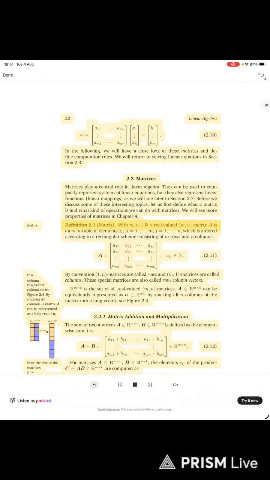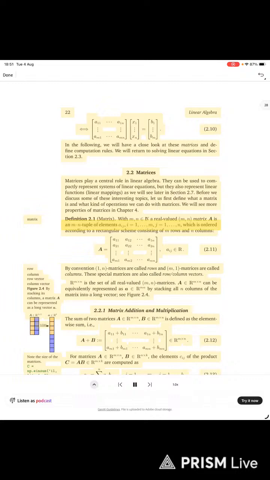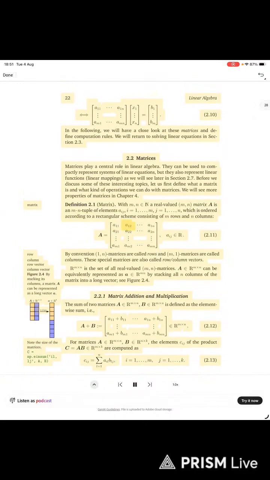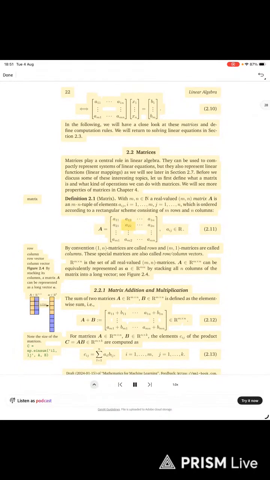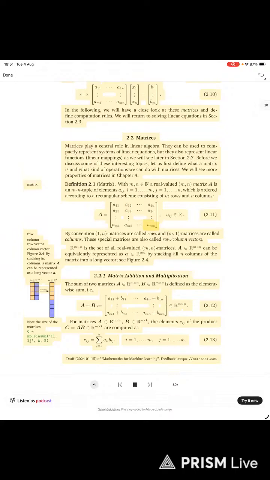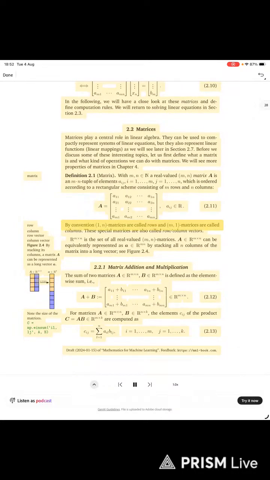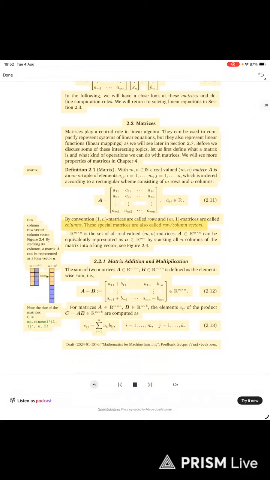Definition 2.1. With m, n real-valued, an m by n matrix A is an m·n-tuple of elements aij, i equals 1 to m, j equals 1 to n, which is ordered according to a rectangular scheme: A equals a11 a12 up to a1n, a21 a22 up to a2n, and so on, am1 am2 up to amn. 2.11. By convention, 1 by n matrices are called rows and m by 1 matrices are called columns. These are special matrices.